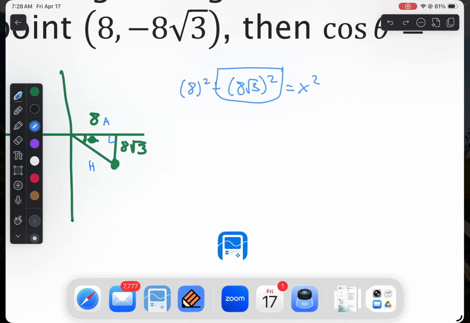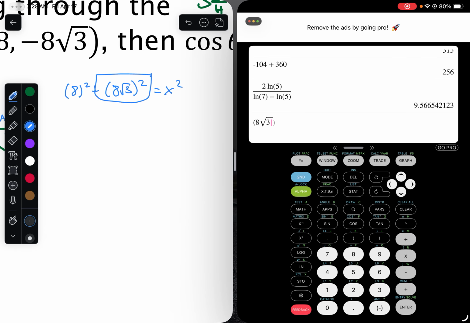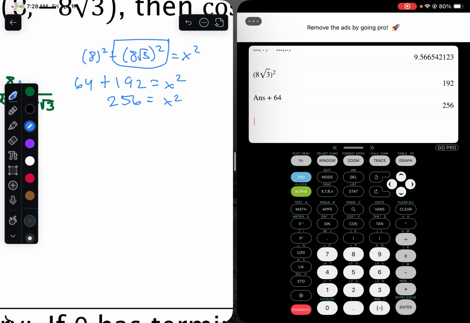So make sure you practice this with me so that you don't plug it in wrong to your calculator, because then you're going to get the Pythagorean theorem wrong, and that's annoying. So we're going to do open parenthesis, 8, and then I've got the square root of 3. On these newer 84s, I have to arrow out to close that parenthesis, and then I square it. So I get that this is 192. And obviously 8 squared is 64. So I add these together, and I get 256 equals x squared.